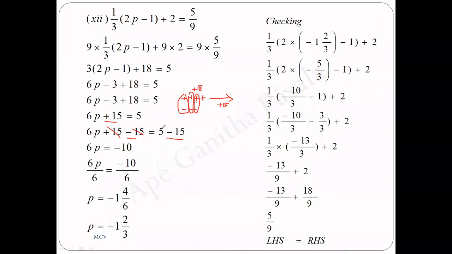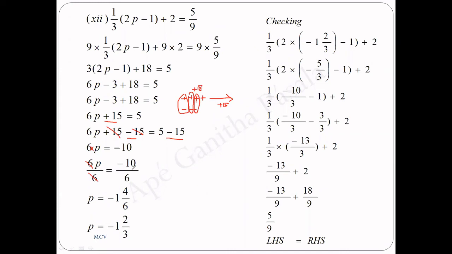15 minus 5 is plus 10. 5 minus 15 is minus 10. So 6p equals minus 10. Now divide both sides by 6, because there's a multiplication here. Cancel this 6 with this 6. Then p remains.